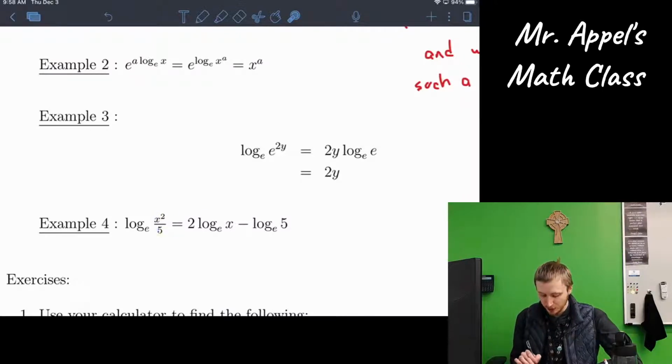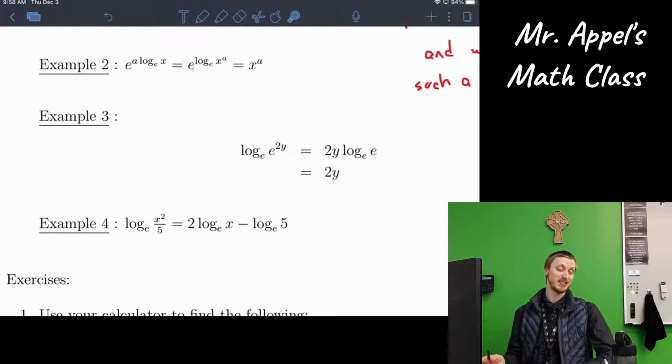And finally, log base e of x squared divided by 5. We've got division of the argument. Let's go ahead and split those up into 2 separate logs. 2 times log base e of x minus log base e of 5. This, of course, could be approximated with some decimal value. This stays as is because it contains our variable.